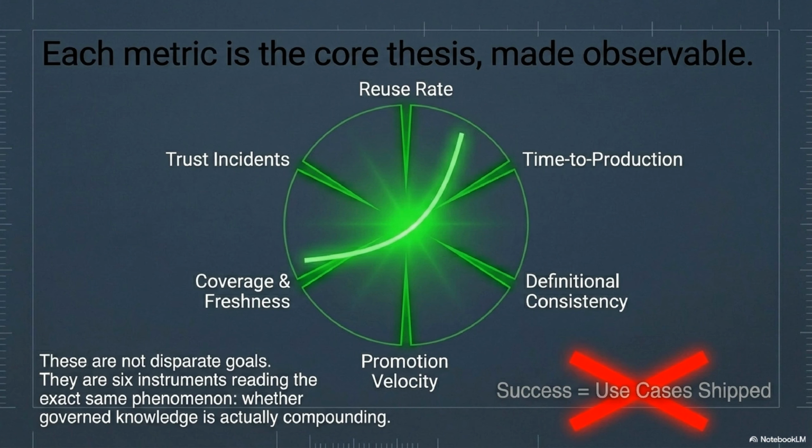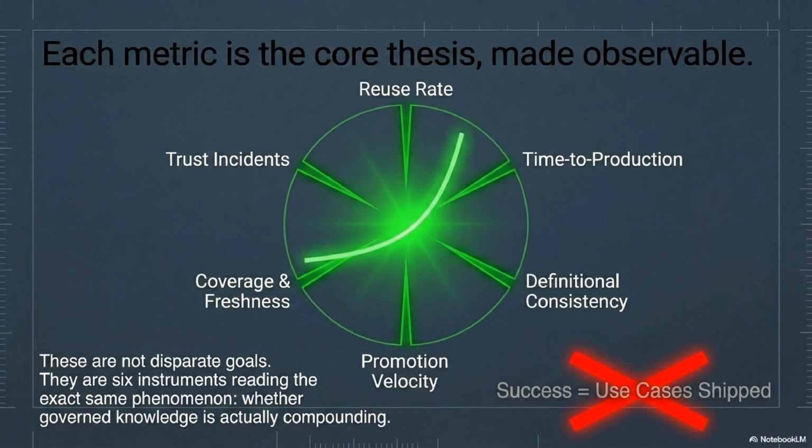Step back and look at the 6 together. Reuse rate, time to production, definitional consistency, promotion velocity, coverage and freshness, trust incidents. None of these is a vanity number. Not one of them is use cases shipped. Each is a different instrument reading the same thing, whether the bend is real.